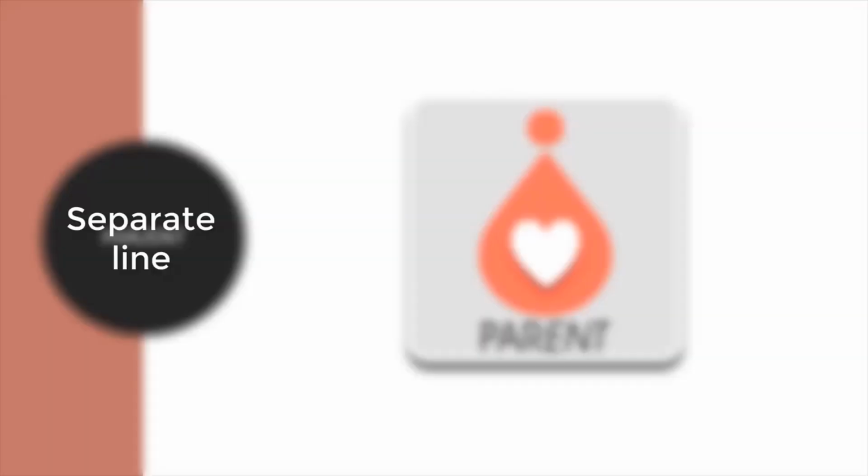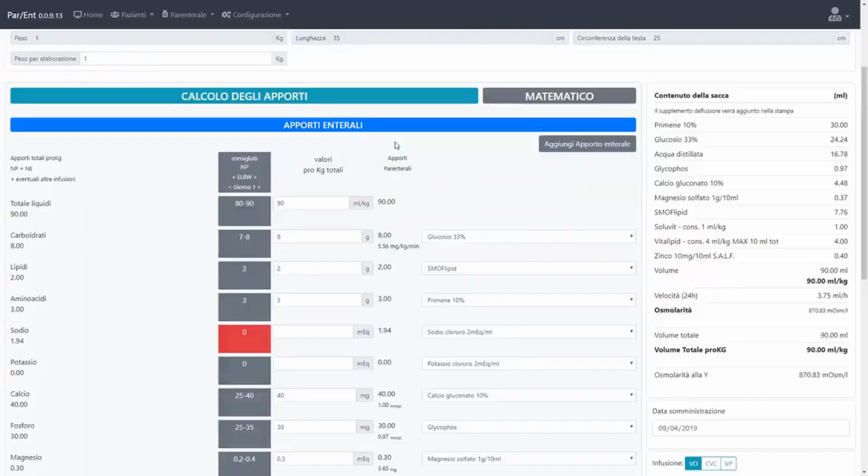ParEnt, moreover, allows you to calculate other contributions in separate lines, drugs and blood components. Let us see in detail now. If we wanted to remove some inputs from the parenteral nutrition bag, it is possible to insert separate lines. Let us consider now a patient with a borderline glucose intolerance. We decide to administer the glucose in a second line to modulate it with greater precision.